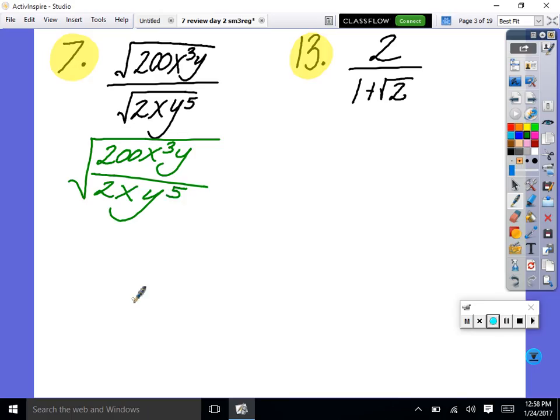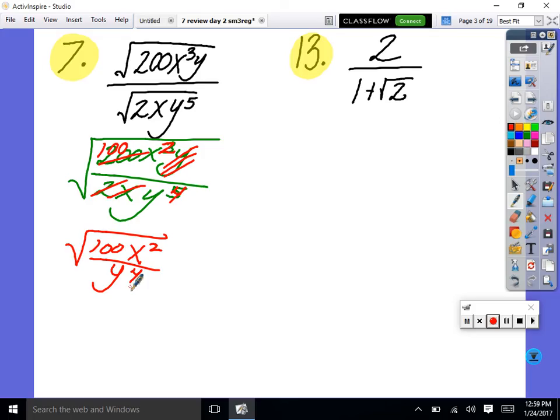So now simplify underneath the radical here. So 200 and 2 do simplify to be, make sure you put things in the right places, 100, right? x to the 3rd divided by x, that's x squared on top, right? So let's write it as x squared. Now y and y to the 5th is y to the 4th on bottom. So now rewrite it. We have the square root of 100x squared divided by y to the 4th.